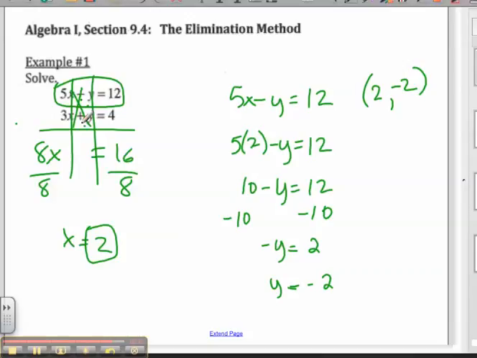Yeah, CB? We didn't have to do any of that, right? Well, we needed to find out what y was. So we did have to do that. So the answer is 2, negative 2. That's the point that solves that system. If I were to graph it, where do these two lines intersect, Miles? It's not a trick question. 2, negative 2. That's where they cross each other. Devin? We can't use this method unless they have the same absolute value.